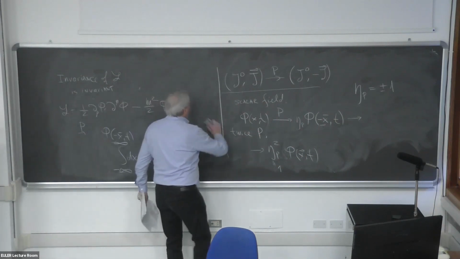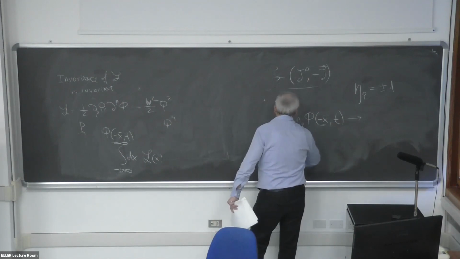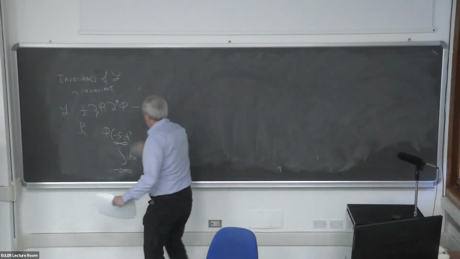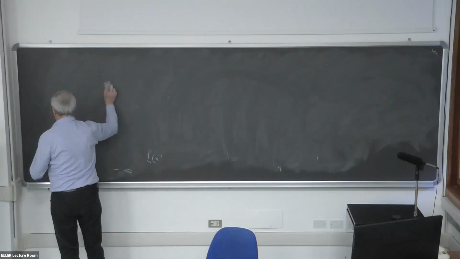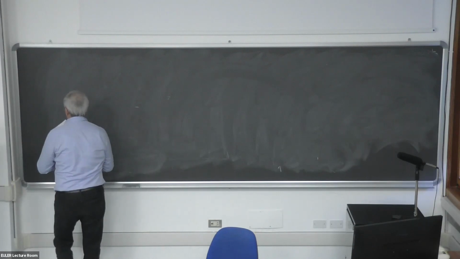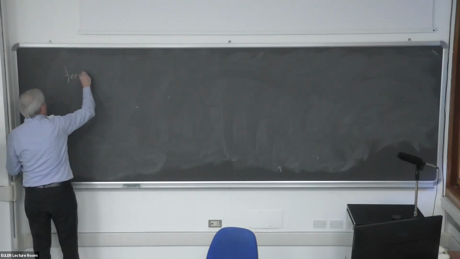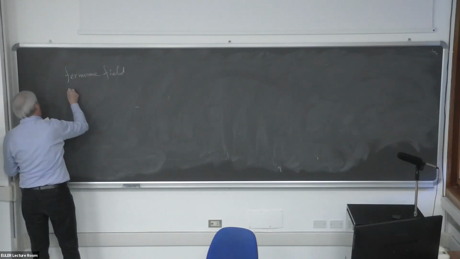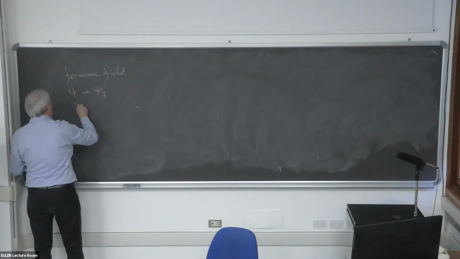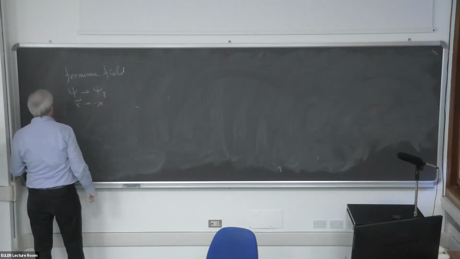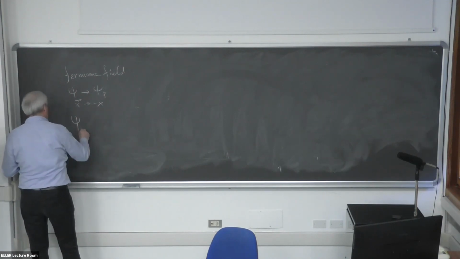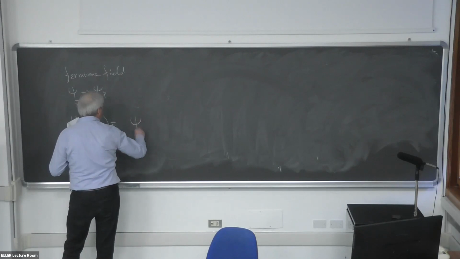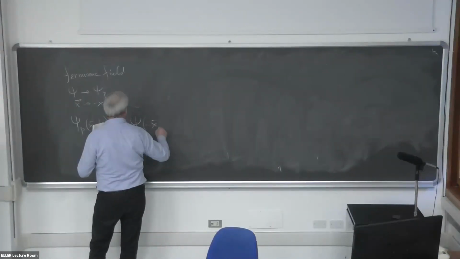Now let's go to the fermionic field. And again, I expect that you checked this in the previous courses. Now, how is the fermionic field changing? So we have psi go to psi P and x go to minus x. And what is this psi P transformed field? You can write this as psi of minus x, t.